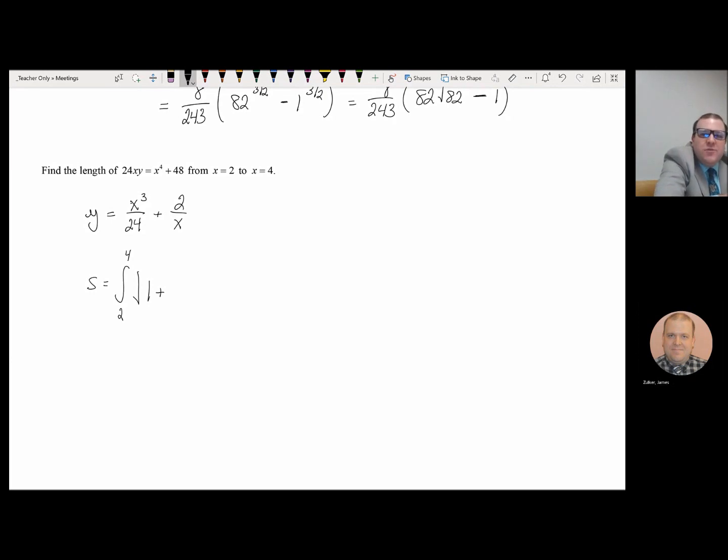The arc length will be the integral from 2 to 4, square root of 1 plus the derivative of that squared. So what is y prime?